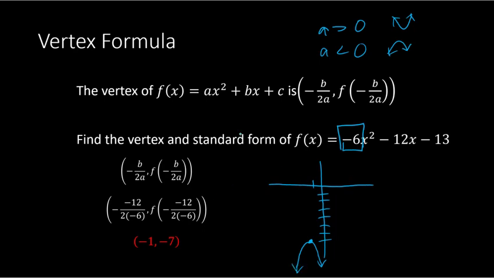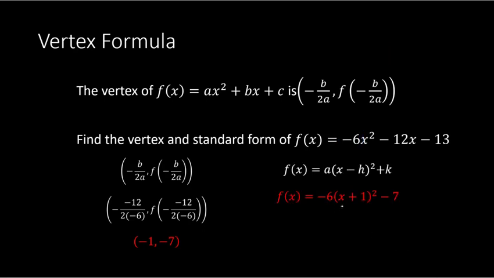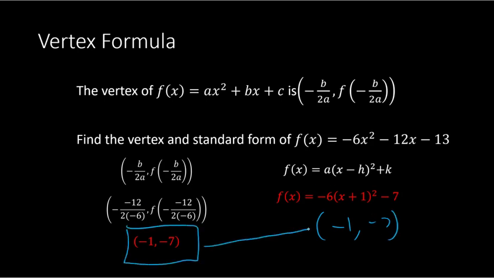So we can verify that. If we went through the same process of taking this function and putting it into standard form, we would find our function to be negative 6 times x plus 1 squared minus 7. And the vertex would be the same. It would still be negative 1, negative 7. So this vertex formula is a quick way to find the vertex without needing to go through the completing the square process.